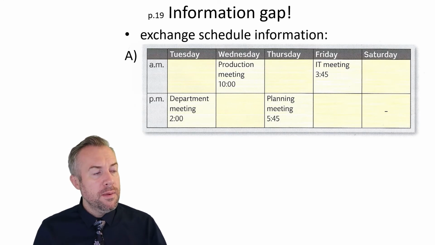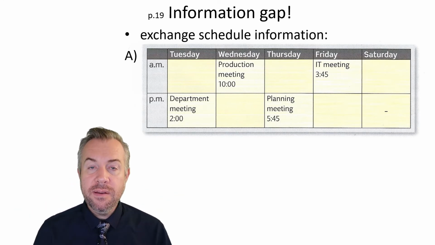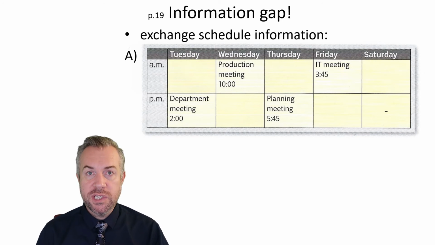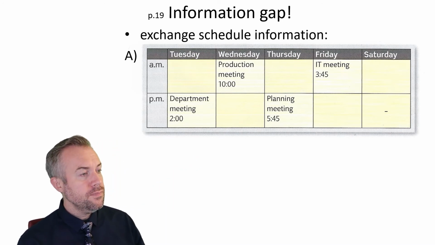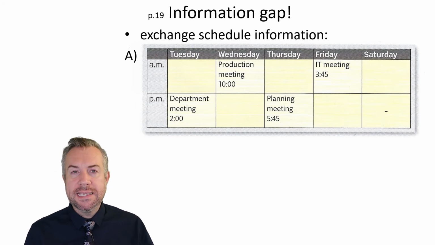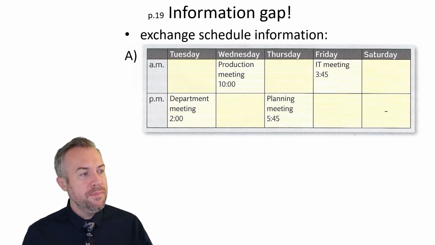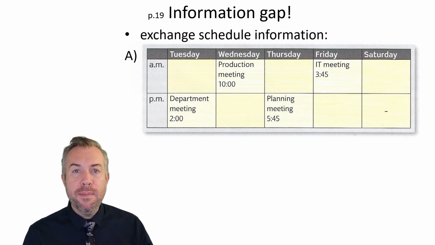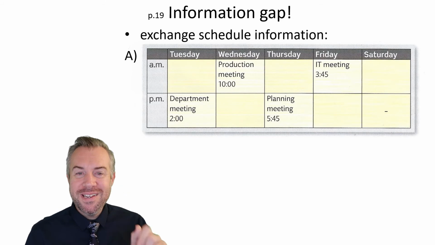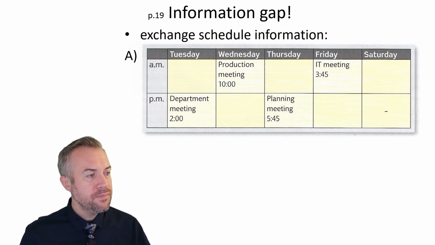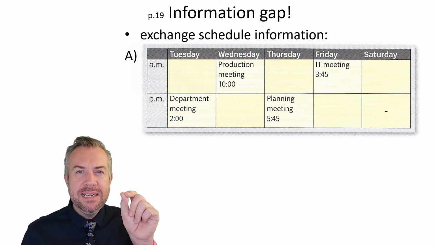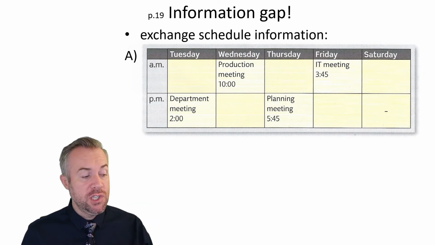If you are being the part of A, you will be asking questions based on this information. What questions will you ask as A? Your first question should be, is there a meeting on Tuesday? But we have morning or afternoon. We need to add a little bit more detail to our question.